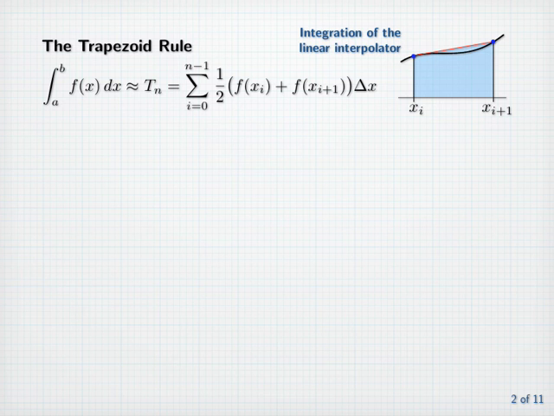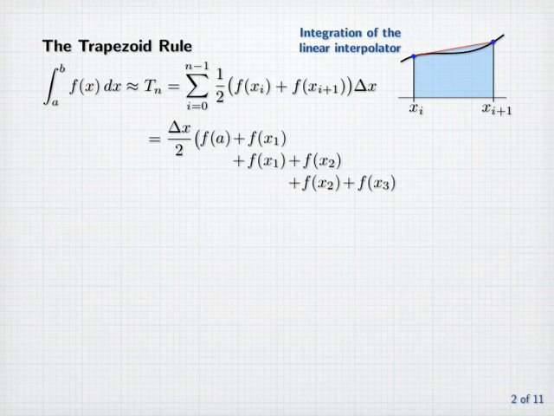After we factor out delta x over 2, the i equals 0 term is f of x0 plus f of x1, and recall that x0 is a. The i equals 1 term is f of x1 plus f of x2. The i equals 2 term is f of x2 plus f of x3, and so on, until the nth term is f of xn minus 1 plus f of xn, and xn is b. So notice that every function value except f of a and f of b appears twice in the sum.